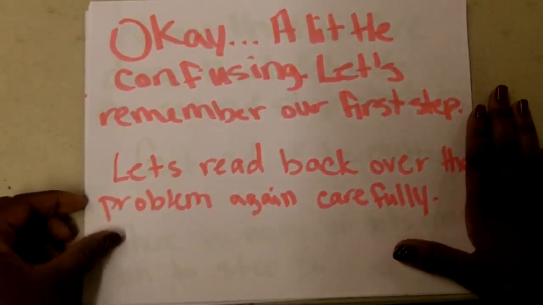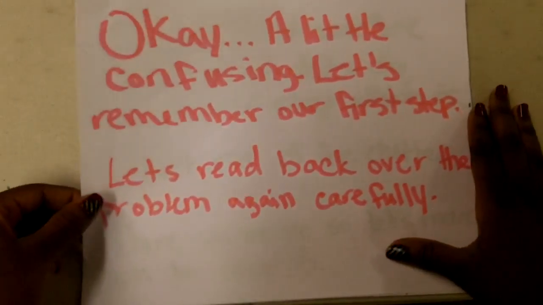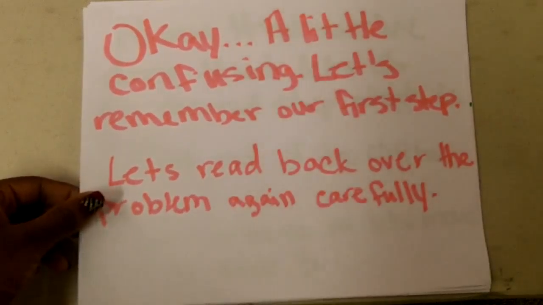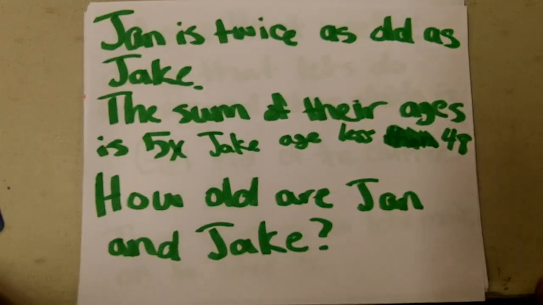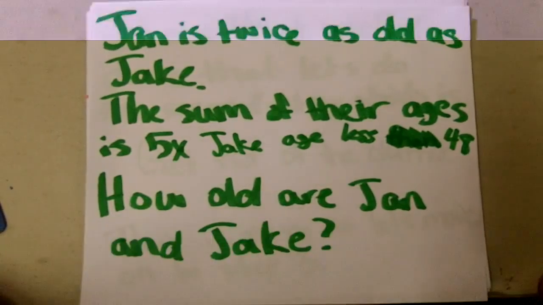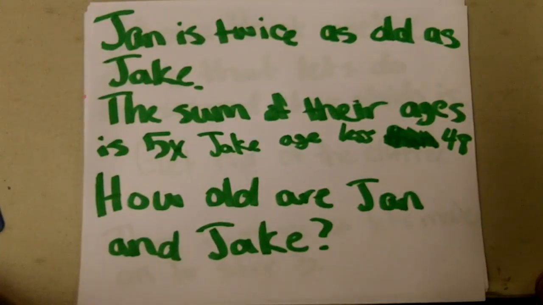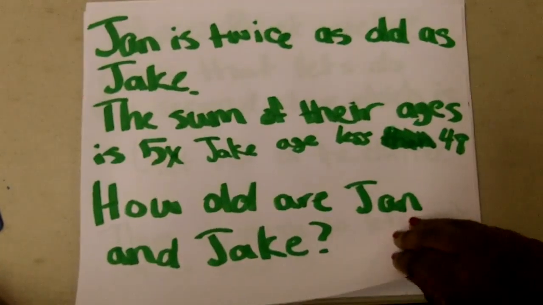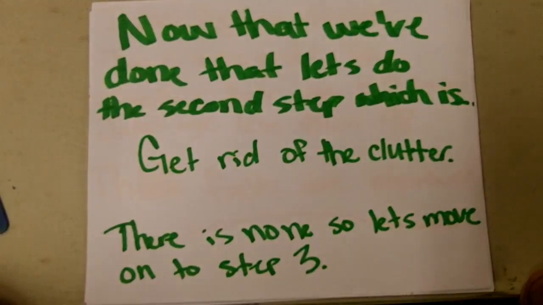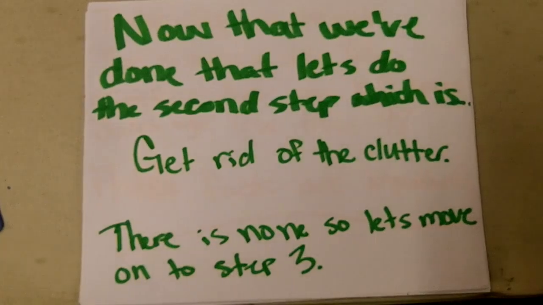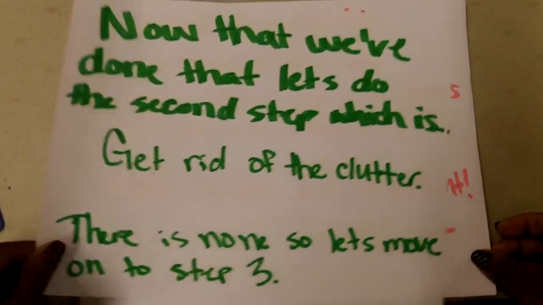Okay, it's a little confusing. Let's remember our first step. Read back over the problem again carefully. Jan is twice as old as Jake. The sum of their ages is 5 times Jake's age less 48. How old is Jake and Jan? Now that we've done that, let's do the second step, which is get rid of clutter. There is none, so let's move to the third step.